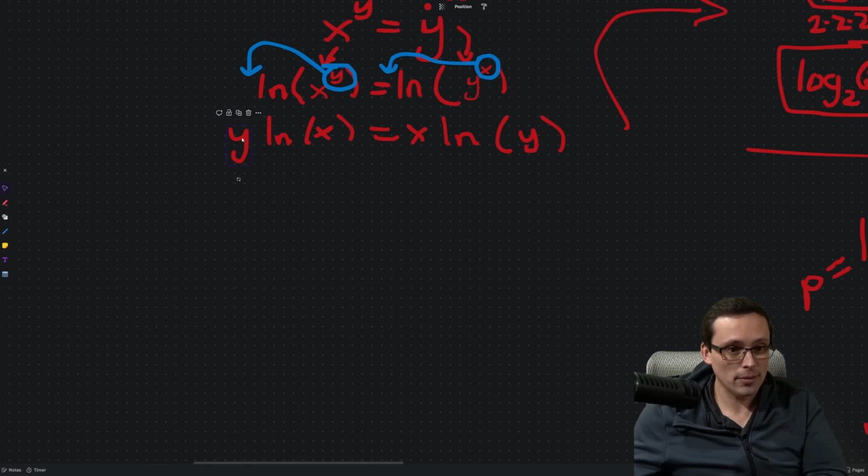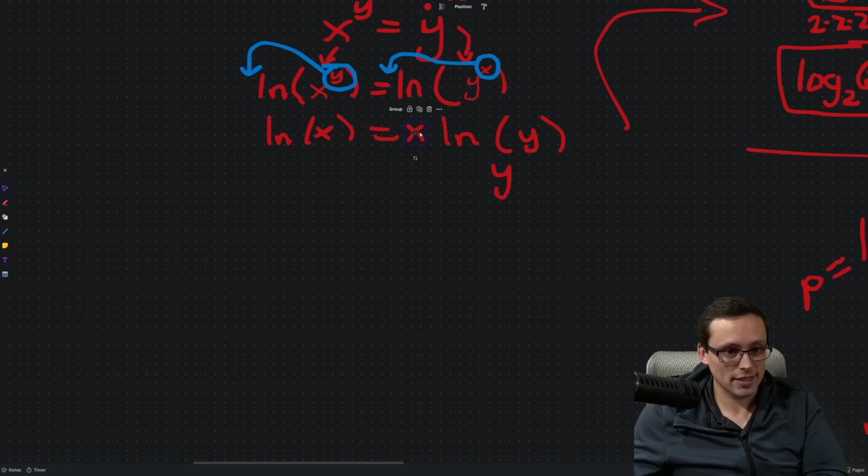Well, y divided by y would cancel out, but I've got to do both sides. So now this side is divided by y. And what if I divided this side by x? Well, x divided by x would reduce to 1 and simplify out of the problem, but then I also have to divide the other side by x.